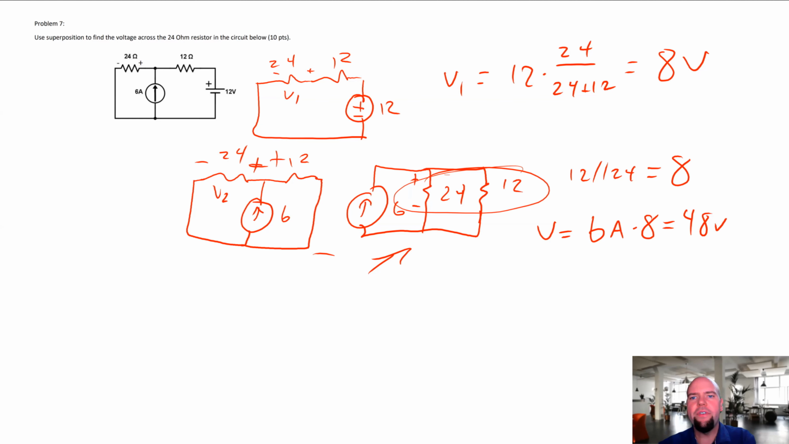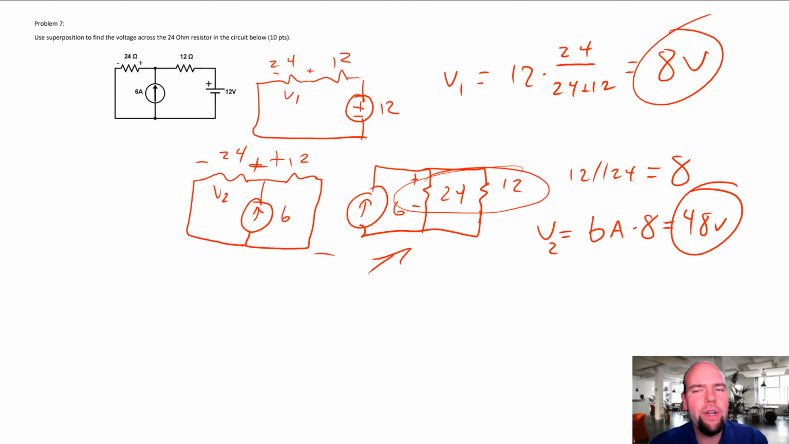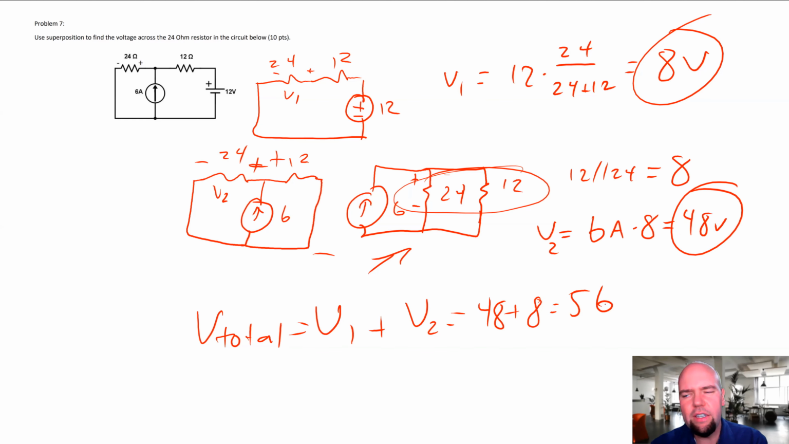Now we can't forget, that was V2. So V1 was 8, V2 was 48, so V total equals V1 plus V2, that equals 56.